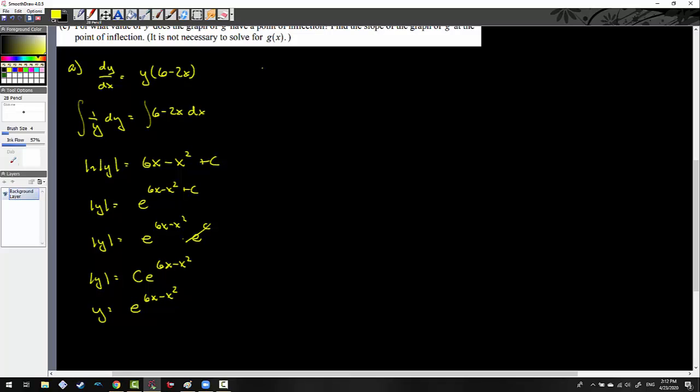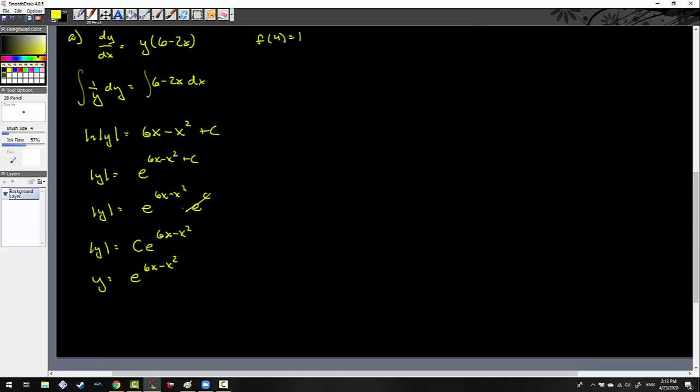And so we have to remember that the initial condition is that f of 4 is equal to 1. So let's just keep on moving down. That means that 1 is equal to c e to the 6 times 4 minus 4 squared. That's going to be 24 minus 16, so 1 equals c e to the 8th. And then that just means that c equals 1 over e to the 8th.